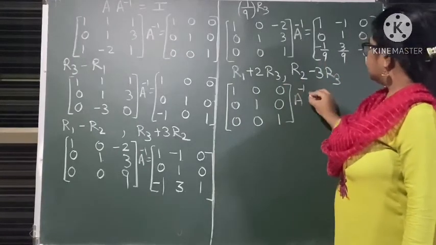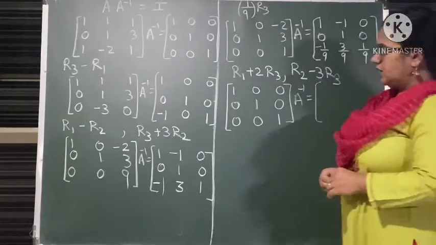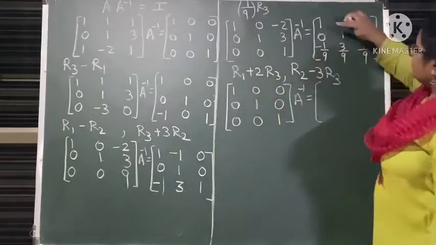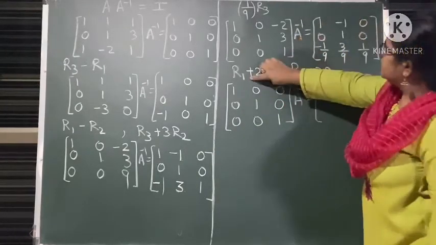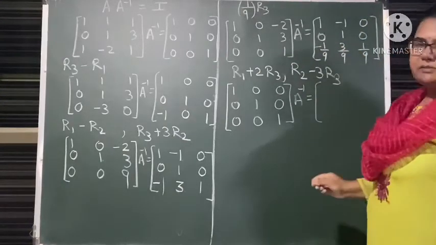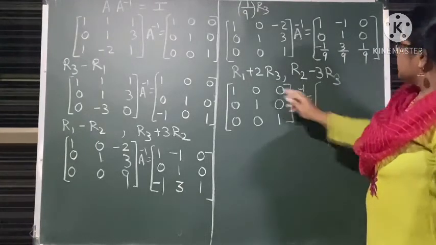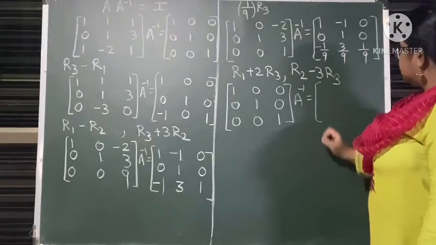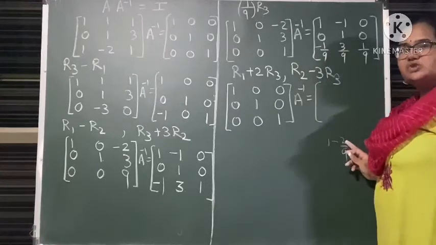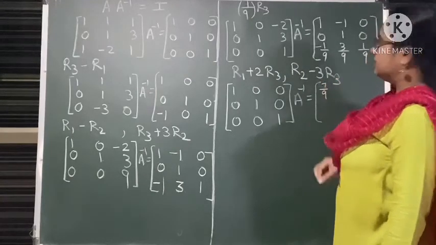Into A inverse is equal to. Now do this operation properly here because you have a fraction here, 1 upon 9. Okay. 1 plus 2 into minus 1 by 9. If you are not able to do it directly, please do the fractions in rough work. So you have R1 is 1 plus 2 into minus 1 by 3, this will become minus 2 by 9. 9 ones are 9. 9 minus 2 is 7. 7 by 9. So this element becomes 7 by 9.